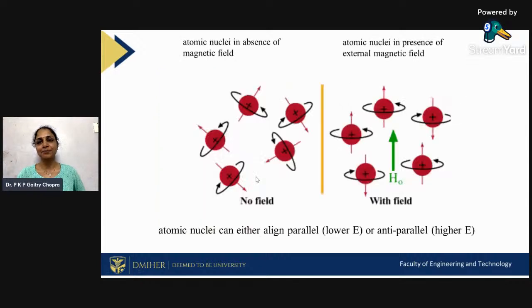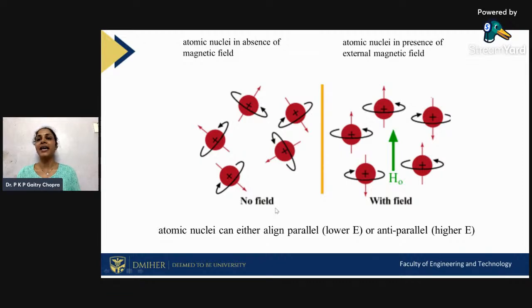Next. Now here, as I already told, the nucleus has its own spin. In the very first part, it is written no field. So in this particular area, there is no application of an external magnetic field, and the magnetic moment of the nuclei is directed randomly. There is no particular direction in which it is oriented.